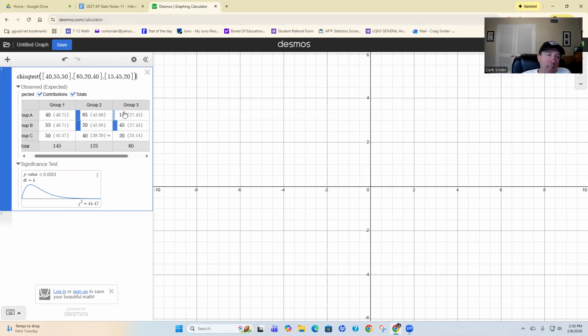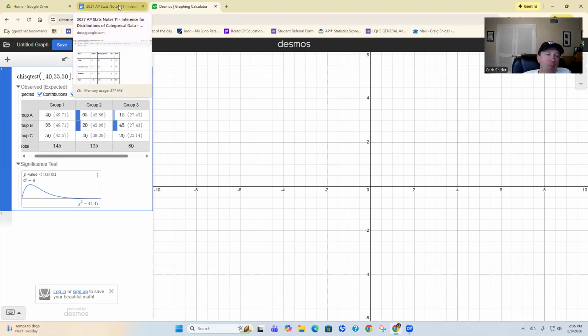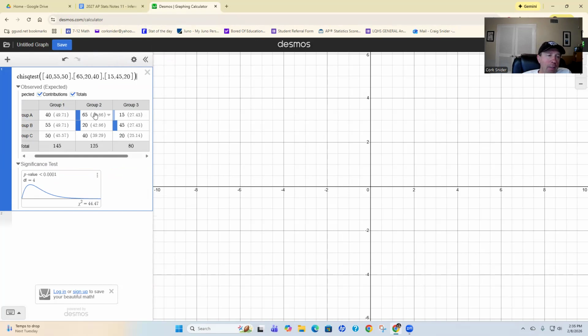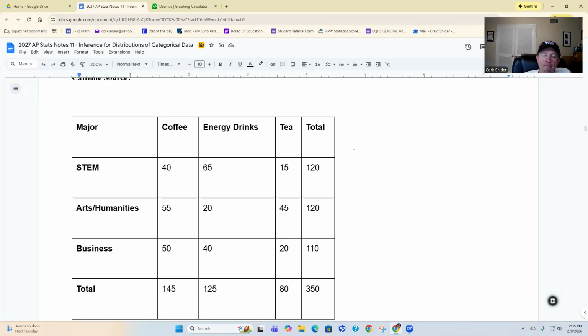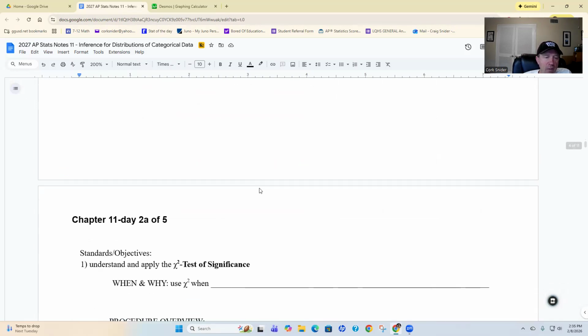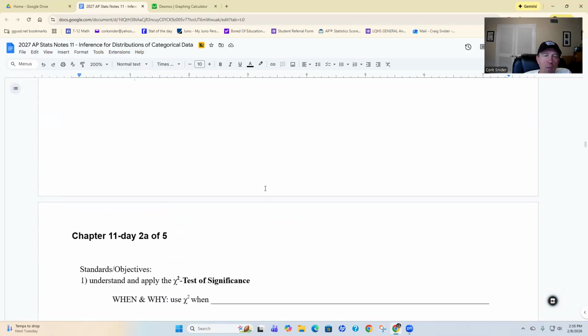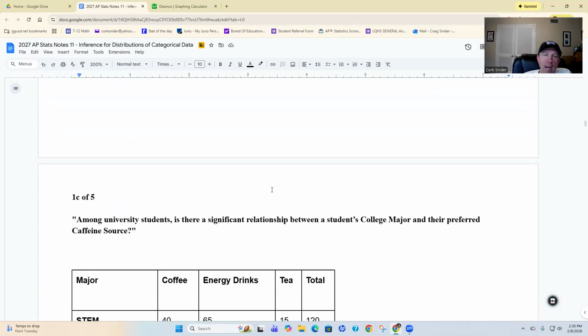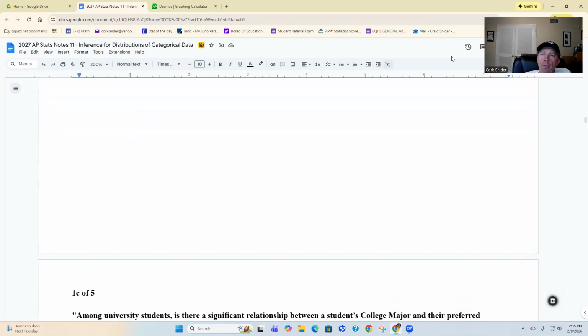So there you go. That's the chi-square for tables. Desmos calls it the chi-square test for independence, but that's pretty much all there is. Everything else in here is kind of a repeat of everything. But in one day, you've kind of got it. All right, there we go. So that's it for the first day of chi-square for tables.